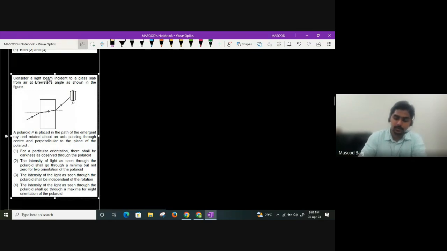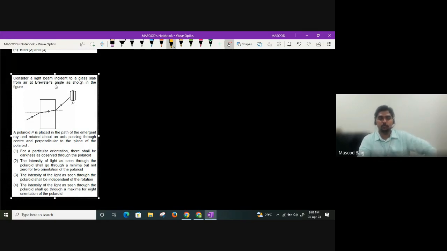Consider a light beam incident on a glass slab from air at Brewster's angle, the polarizing angle. So this is your refracted light. This is also again refracted light. So will refracted light be partially polarized or not? Yes, sir. So here you have a partially polarized light.